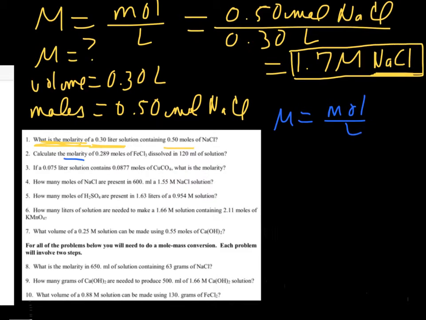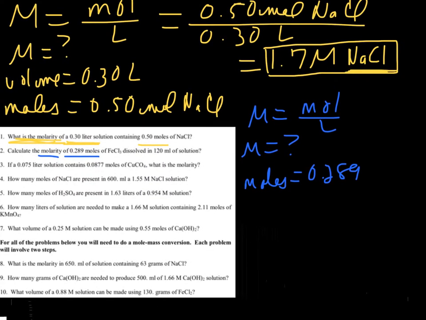I'm going to write down what I'm being asked for, molarity, and then I'm going to write down what I do know. I do know that for moles, I have 0.289 moles of iron 3 chloride. Iron 3 chloride. And they give me a volume. Ooh, but they give it to me in milliliters.